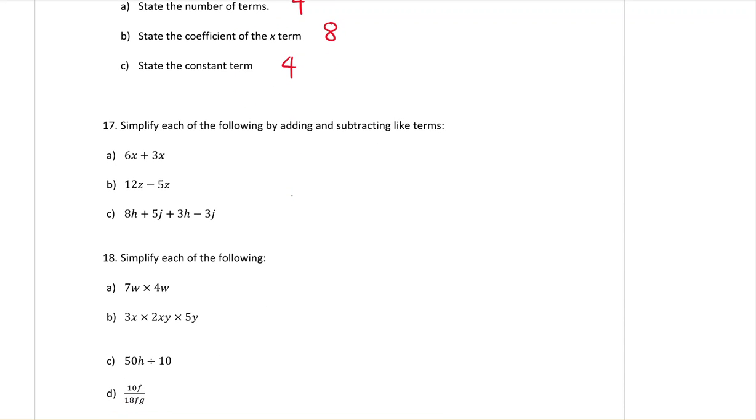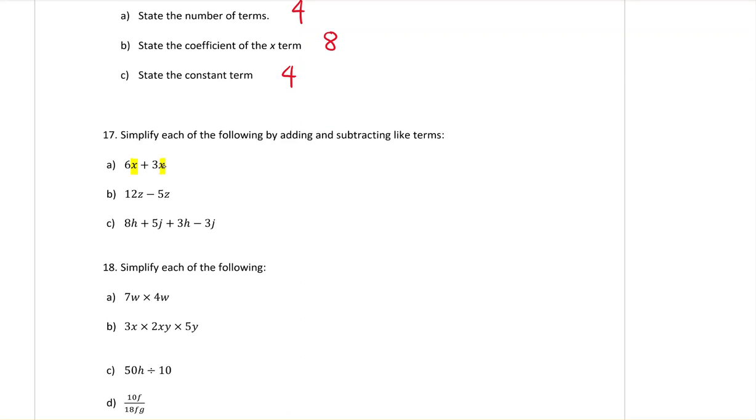Question 17. Simplifying by adding and subtracting the like terms. As long as they have the same letters, all we need to do is add the numbers in front. So we can see we've got an x term and another x term. So I just add 6 plus 3 makes 9 x's. Don't change the letters. You just add the numbers in front of the ones that have the same letters.